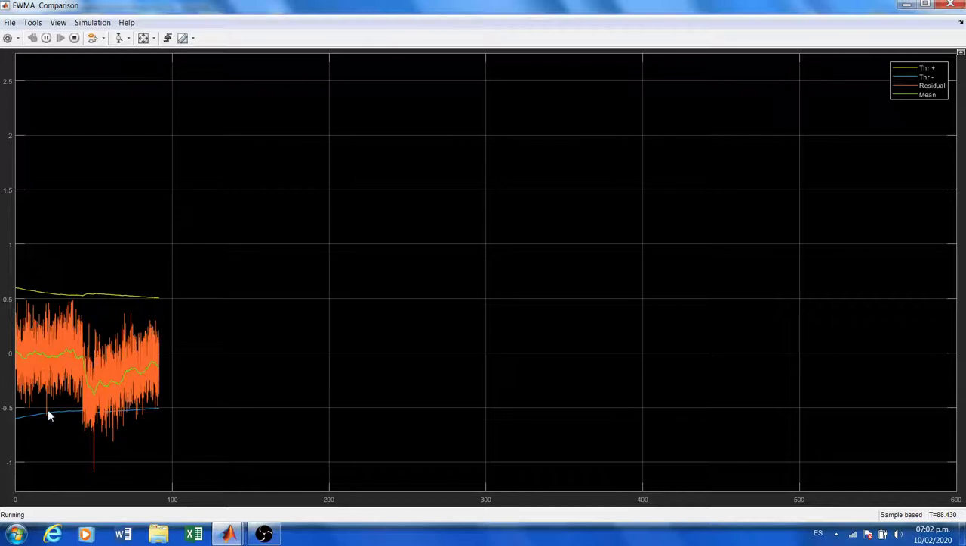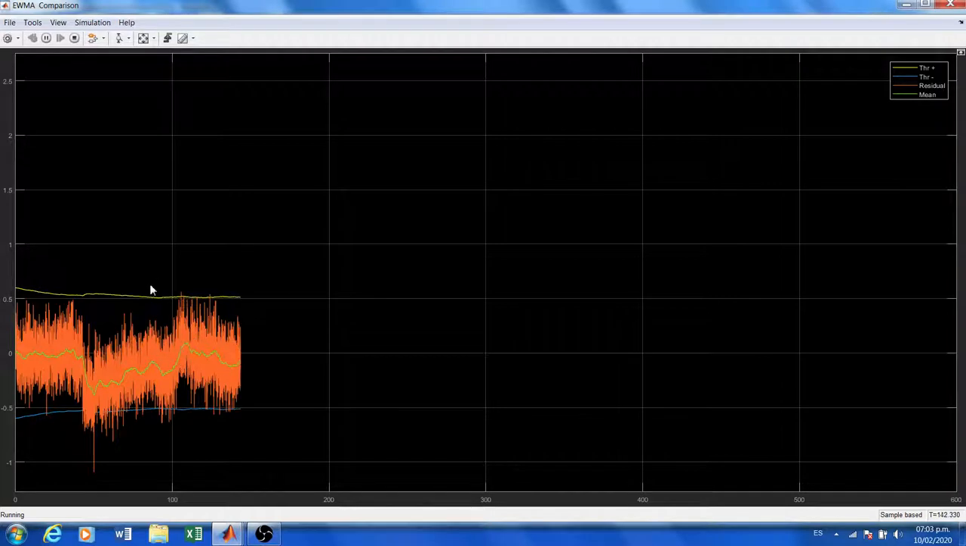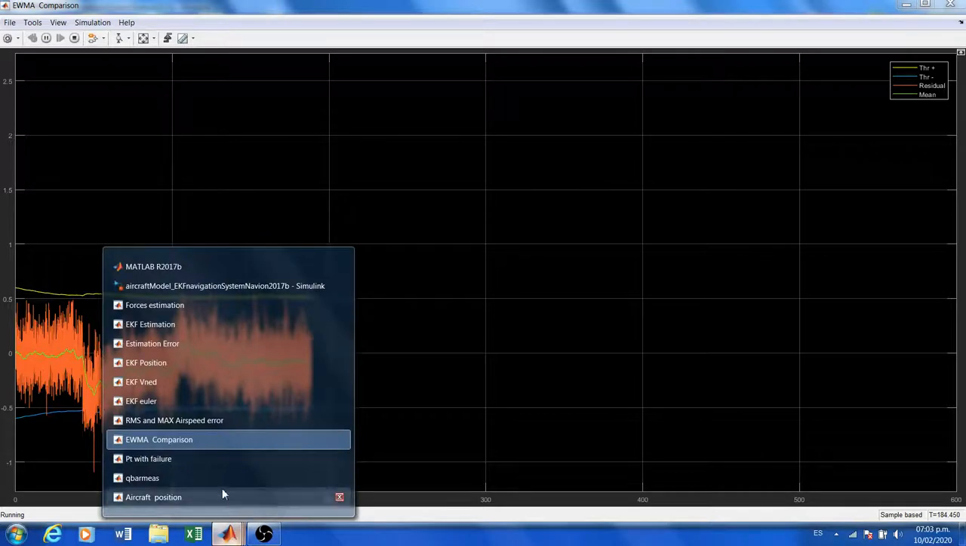So we see thresholds and the mean. You see that the noise crosses the thresholds, but it doesn't give a false alarm, doesn't detect a failure. The noise is crossing the threshold in several parts during the simulation, but because we are using the mean of the residual and not the residual signal, we are avoiding those false alarms. It's easier to calculate those thresholds using the mean of the residual signal. Okay, so the mean will cross the threshold in 450. Let's see other graphs.